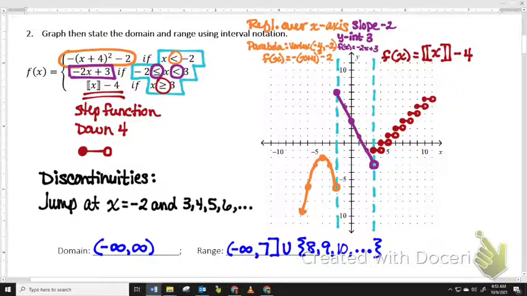Scott, does that make sense? Okay. Watch out for your step functions. If it is continuous, that's when we can go negative infinity to positive infinity. If it is discontinuous, which a step function is, then we definitely have to watch out for our range values.